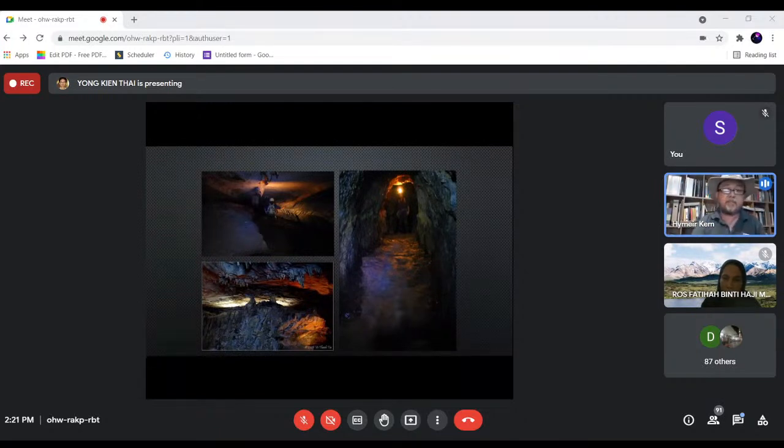And you see, these are pictures of caves. Caves are very, very dark. So plants and animals that live in limestone caves also have to adapt to these kinds of places. Next, please.